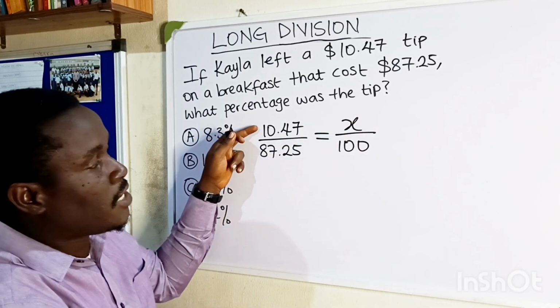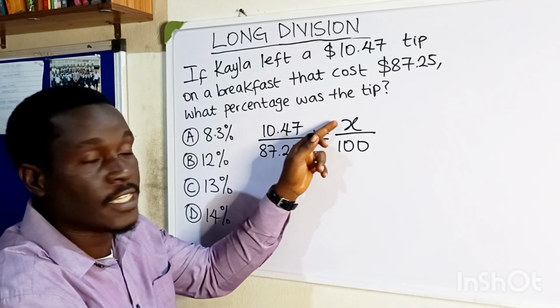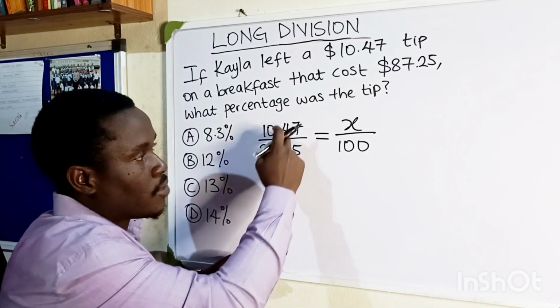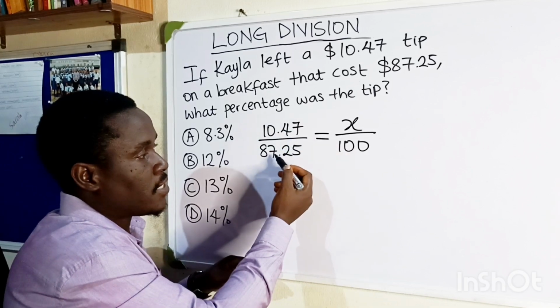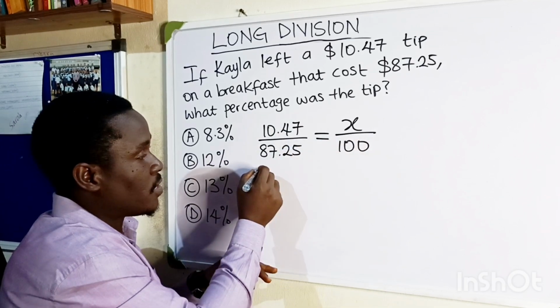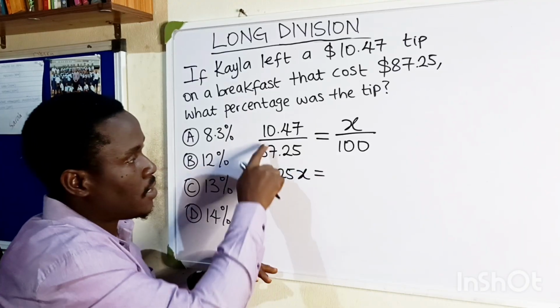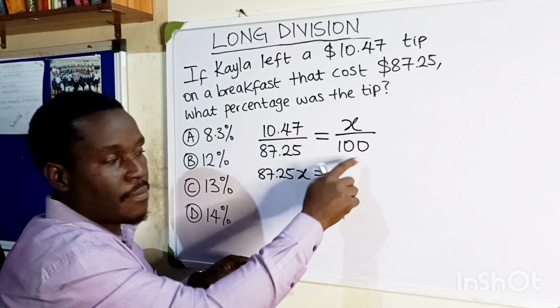So the tip over the total amount is equal to X, which is the percent all over 100. So you can cross multiply. 87.25 multiplied by x is going to give us 87.25x. 10.47 multiplied by 100.